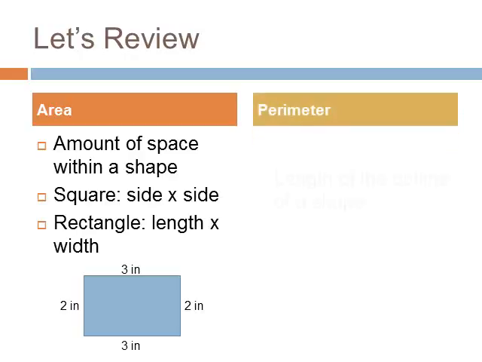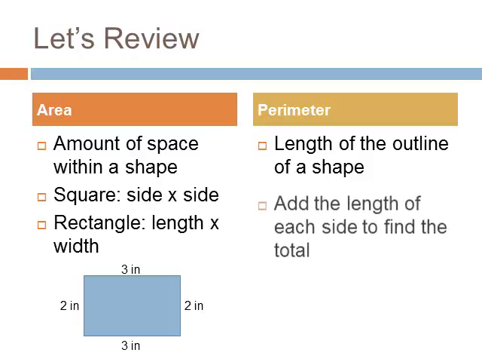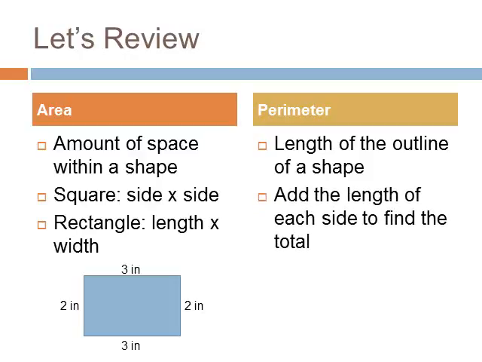Perimeter is the length of the outline of a shape. Perimeter is measured in units of length, such as inches, feet, or miles. To find the perimeter of a closed polygon, we add the length of each side to find the total. In this example, we add all 4 sides of the rectangle together to get 2 plus 2 plus 3 plus 3, which equals 10. So the perimeter is 10 inches.